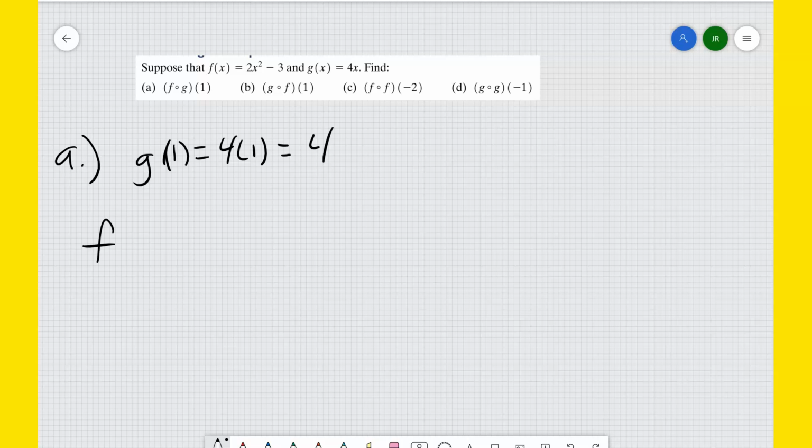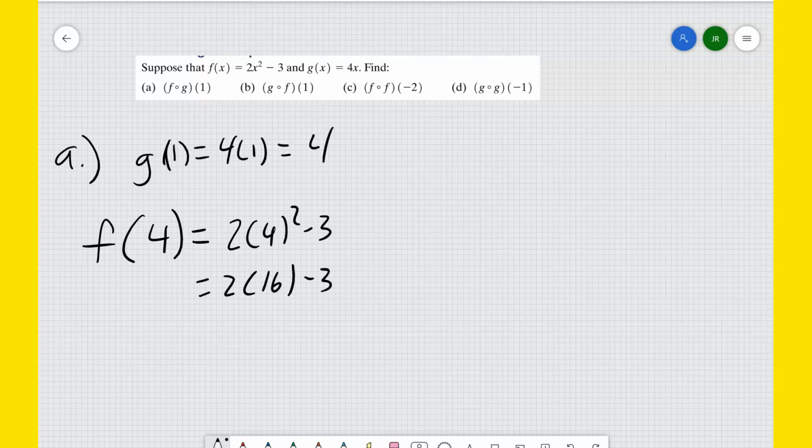Then I'm doing f of that result, so I'm doing f of 4, which is going to be 2 times 4 squared minus 3, which is 2 times 16 minus 3, which is 32 minus 3, which is 29. I believe that would be the final answer if I've done my arithmetic correctly.